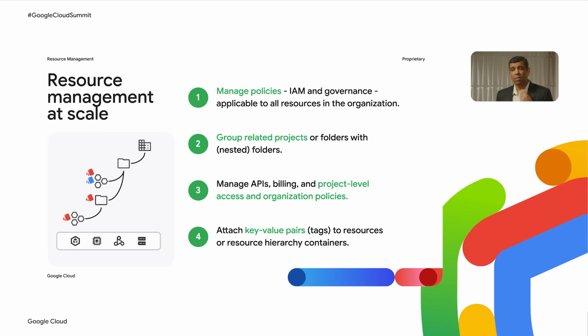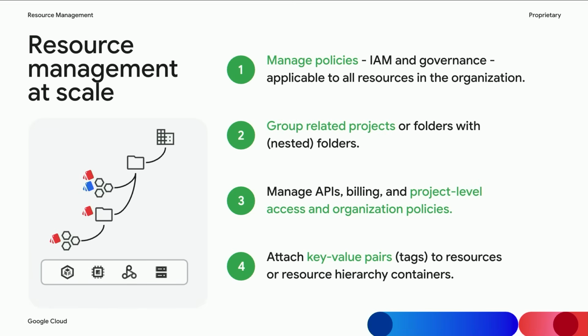Furthermore, all of this is towards resource management at scale. You can manage your policies at scale. You can group your projects at scale. You can manage your APIs and billing and project level access levels and org policies at scale. And last but not the least, attach key value pairs, that is tags, to your resources at scale.